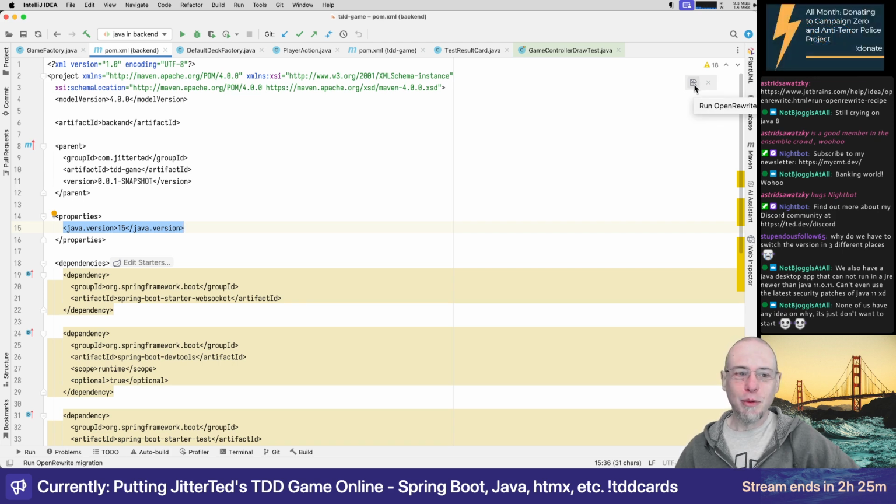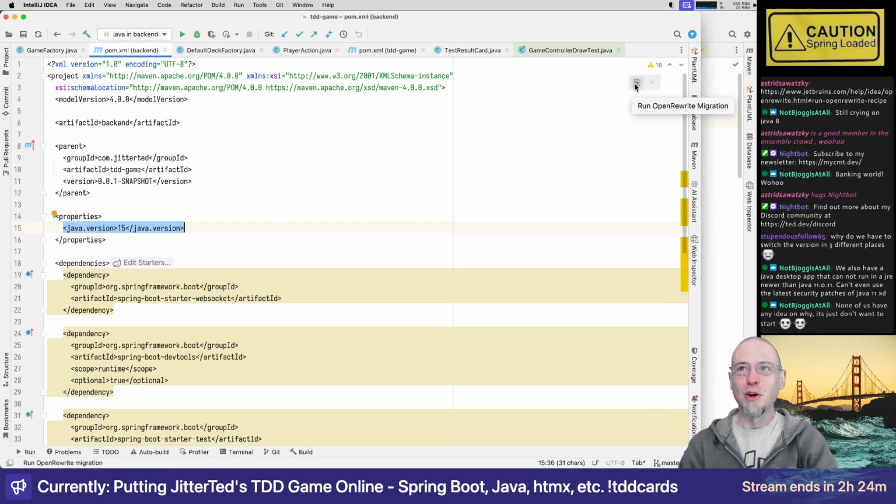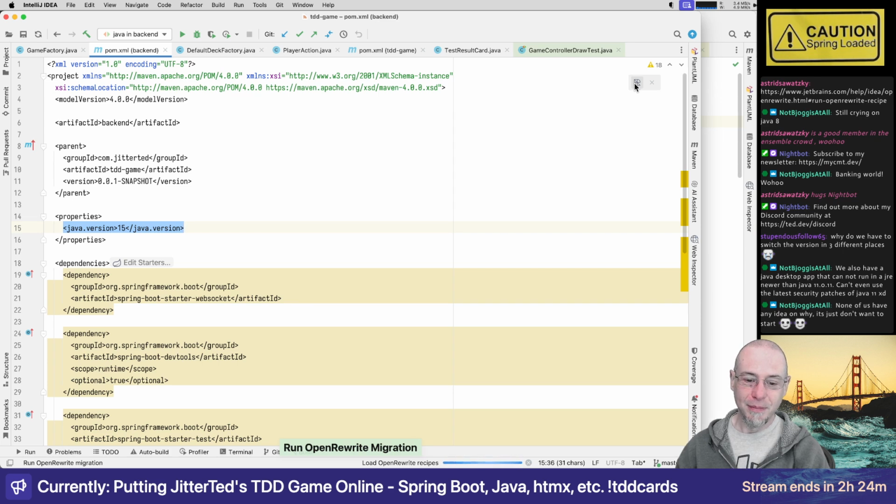So apparently IntelliJ has a little bit of a detector here that's saying you'd like to run an OpenRewrite migration, wouldn't you? In fact, you can't even see it because it's off the screen a bit. So what it says is run OpenRewrite migration, which is what we'd like to do. So it's loading the recipes.